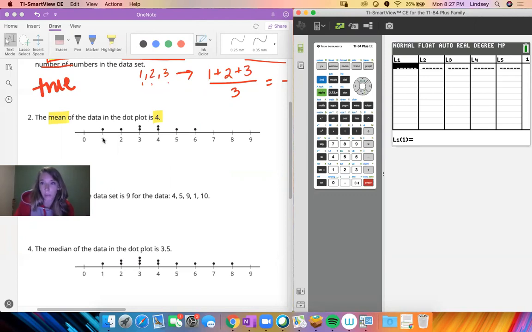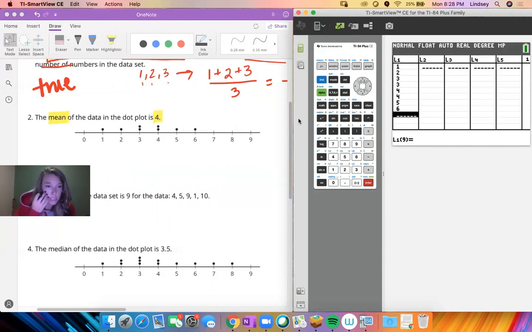There's 1 dot above the 1, so I'm going to do 1 into my list, enter. There's 1 dot above my 2, so I'm going to do 2, enter. There's only 1, 1, and there's only 1, 2. Okay, now there's 2 dots above my 3, so I'll go 3, enter, 3, enter. There's 2 dots above my 4, so 4, enter, 4, enter. There's 1 dot above my 5, so 5, and there's 1 dot above my 6.